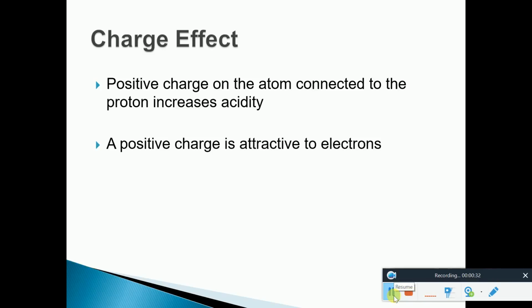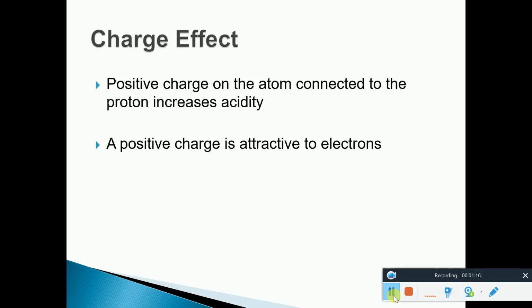So a positive charge is going to be attractive to electrons. And a positively charged species is going to want to give up its proton and regain electrons to regain its neutral charge more than a neutrally charged atom would be willing to give away a proton and become negatively charged. So, for example, if we're comparing H2O, which can also act as an acid, versus H3O plus, immediately I'm thinking H3O plus has that positive charge on it. It is unstable. It's going to want to give away its proton more readily than H2O.